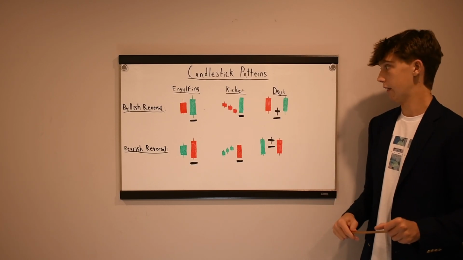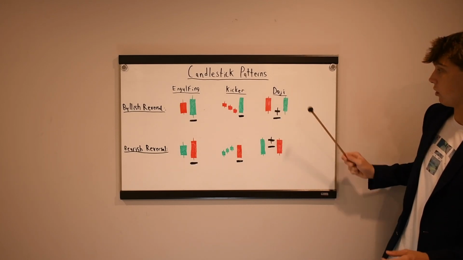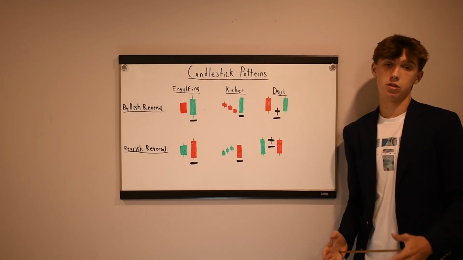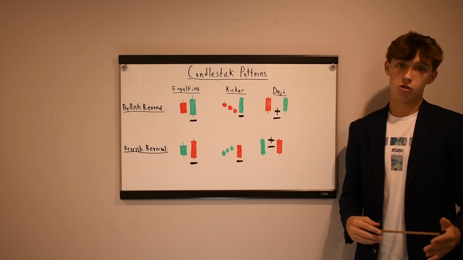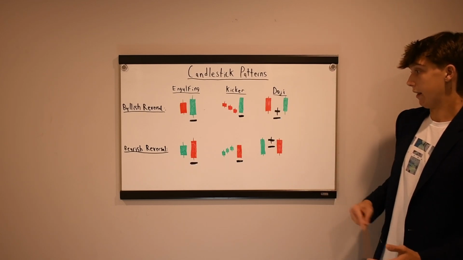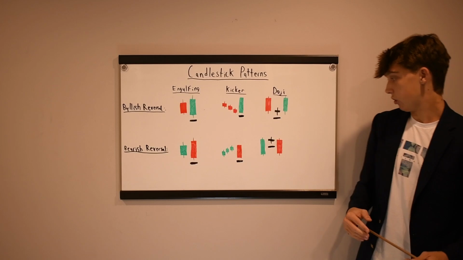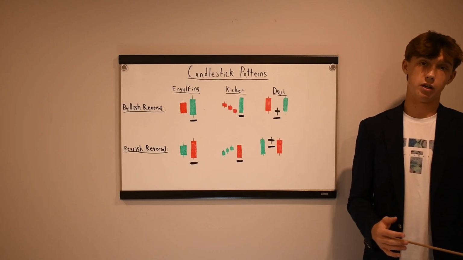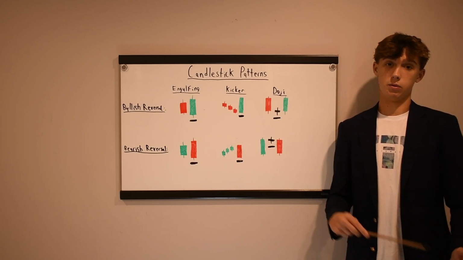And finally, we have the bullish doji, which indicates that there may be some slight resistance towards a downtrend, meaning that it could move potentially into an uptrend. And then finally, we have the bearish doji, which shows that there is some resistance towards an uptrend, indicating that it may move into a downtrend.